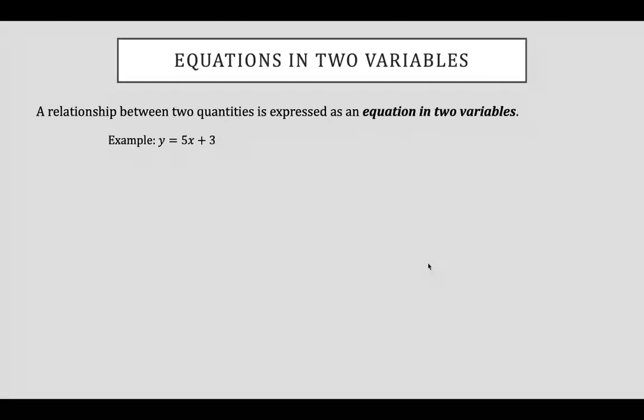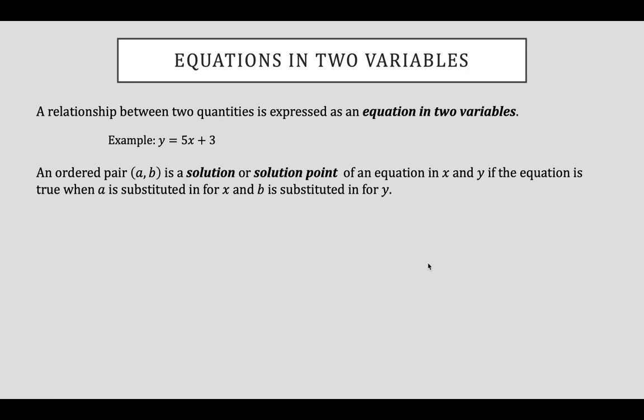For example, y equals 5x plus 3. By now you guys have seen lots of different equations in two variables. Here we have a very basic example of a linear equation. An ordered pair (a, b) is a solution or solution point of an equation in x and y if the equation is true when a is substituted in for x and b is substituted in for y.